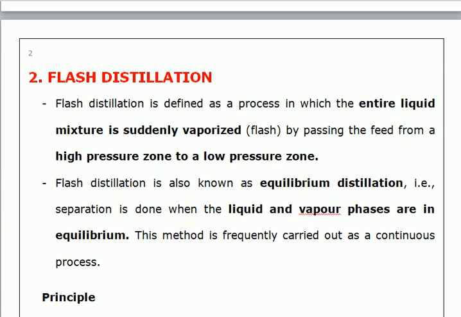Now the second method is the flash distillation method. What is flash distillation? It is defined as a process in which the entire liquid mixture is suddenly vaporized by passing the feed from a high pressure zone to a low pressure zone. Flash distillation is also known as equilibrium distillation, that is, separation is done when the liquid and vapor phases are in equilibrium. This method is frequently carried out as a continuous process.